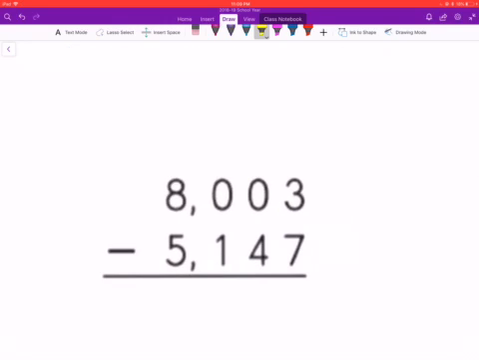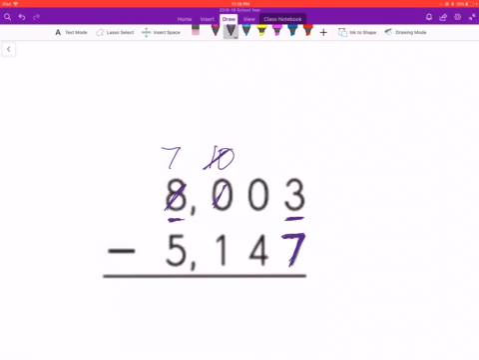8,003 taking away 5,147. The only place that I can take away is from this thousands because I don't have enough ones here. I have 7 that I want to take away, but I can only take away 3 of them, which means I have 4 that I still need to take if I'm going to take all 7. So this 8, I'm going to now make 7,000, and this becomes 1,000. So that 1,000 I can now pull from.